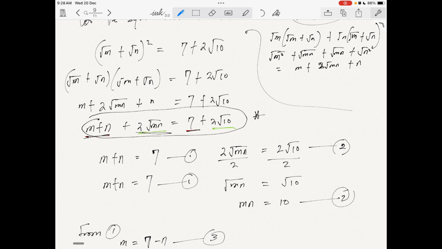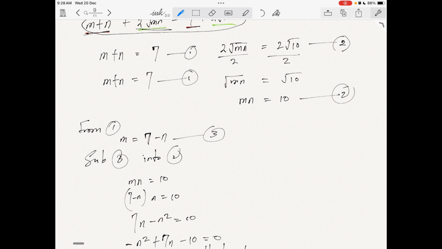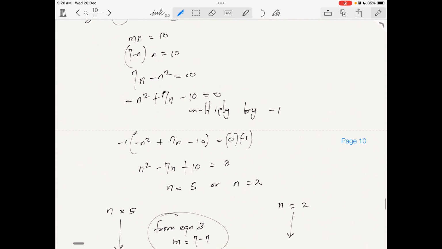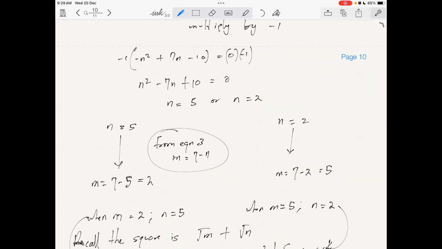So with that we were able to come up with two equations: m plus n is equals to 7, and 2 root mn is equals to 2 root 10. So we arrived at m plus n is equals to 7 and mn is equals to 10. When we solve these two equations by the substitution method, we arrive at n is equals to 5 or n is equals to 2. For each value of n, we are able to arrive at a different value of m. So when m is equals to 2, our n is 5, and when m is equals to 5, our n is 2.